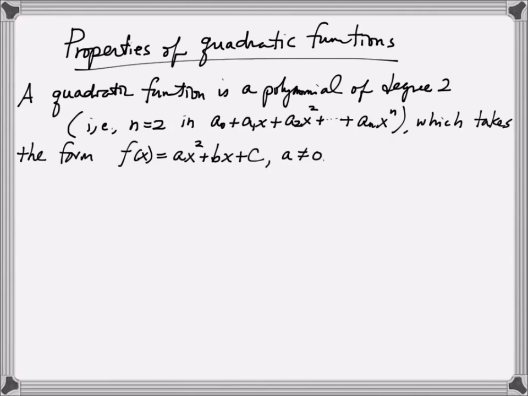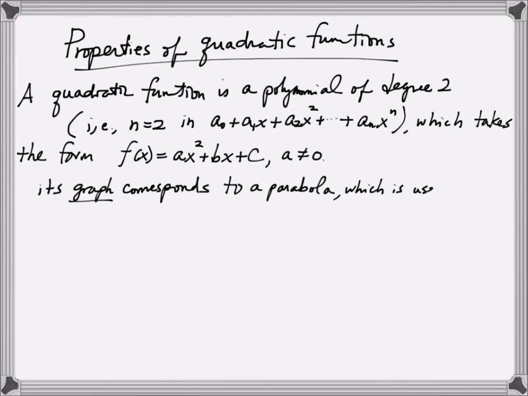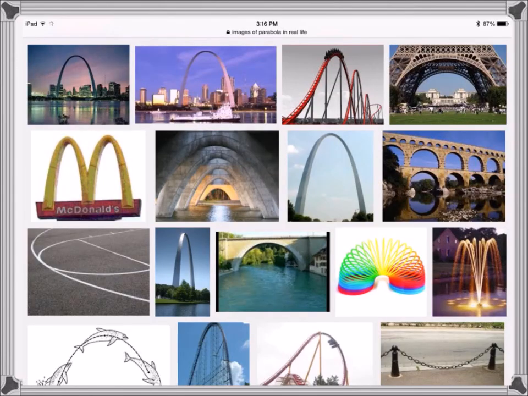Imagine if a were equal to 0, then we simply have bx plus c, and that would be called a linear function. Its graph corresponds to a parabola, which is used in many situations in real life. And I'm not lying when I say that it appears in many places in real life. A quick Google search by typing in images of parabola in real life, you can see that it actually shows up in many places that you might encounter.